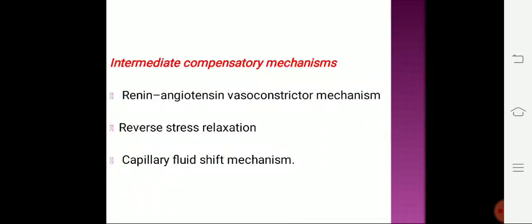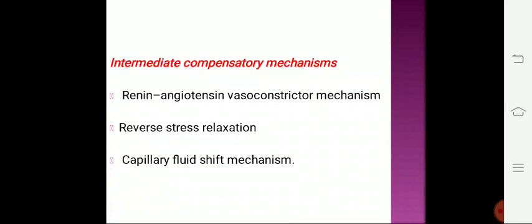In the reverse stress relaxation, whenever there is a decrease in the arterial blood pressure and perfusion pressure in the blood storage organs like the veins and arteries, dilatation of the blood vessels occurs. This dilatation increases the venous return, and cardiac output and blood pressure come towards the normal level.